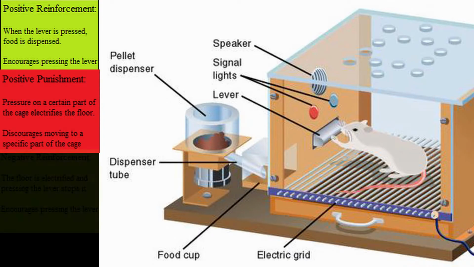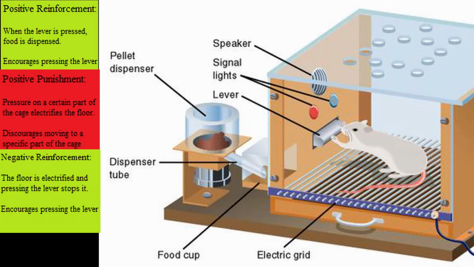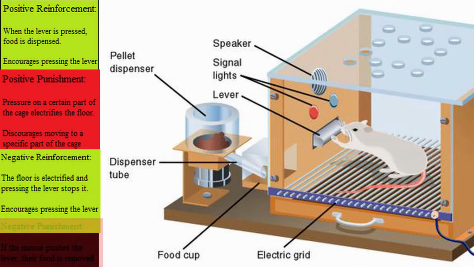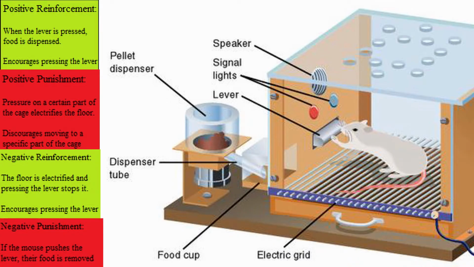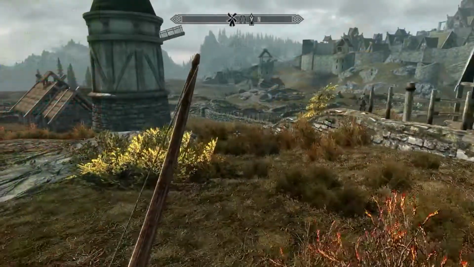Like for negative reinforcement, the floor is constantly shocking a mouse, but if they press a button, it stops, showing that the button takes away the bad thing. And for negative punishment, if the mouse presses the button, their food gets taken away, showing that undesirable behaviors like pushing the button remove a good thing. These conditioning methods have the ability to either encourage or discourage specific actions, and the mice tended to learn quickly due to the immediate responses caused by their actions.